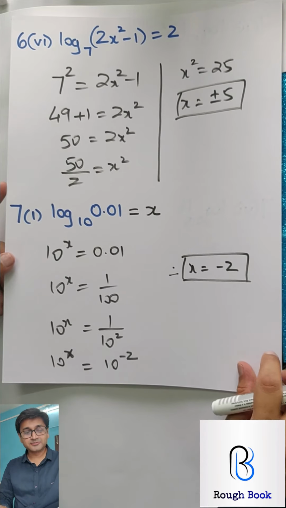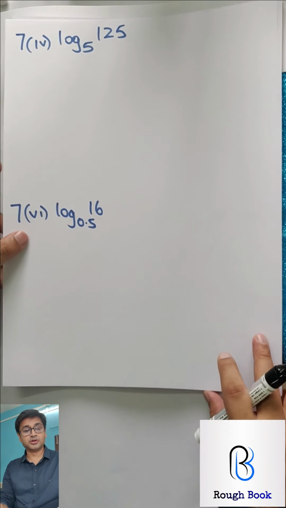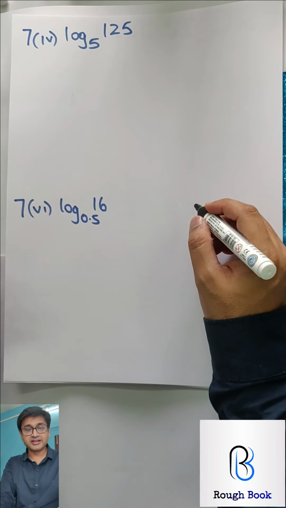Are you enjoying it? Great. I am really happy for you. Come on, go ahead. 7 part 4. Again a very simple sum.